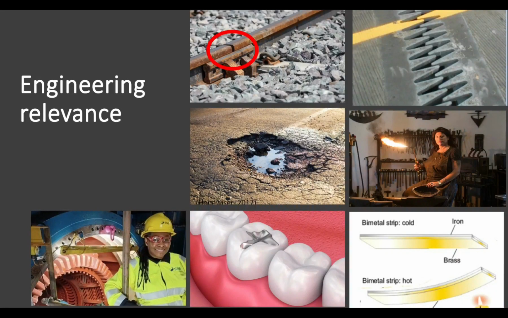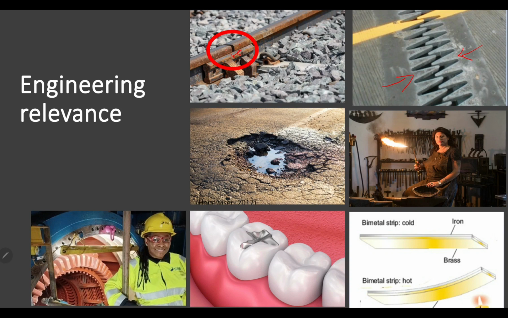And as a solution for the rails expanding, that is the reason why you see a gap between two rails. Have you seen this before? If you have seen this, it is to make sure that on hot summer days, when the temperature is high and the rails are expanding, they can expand into this gap. And also, if you see in some of the bridges, they have these so-called expansion joints, where on hot days, when the bridge is expanding, it can expand into this gap so the bridge stays safe.